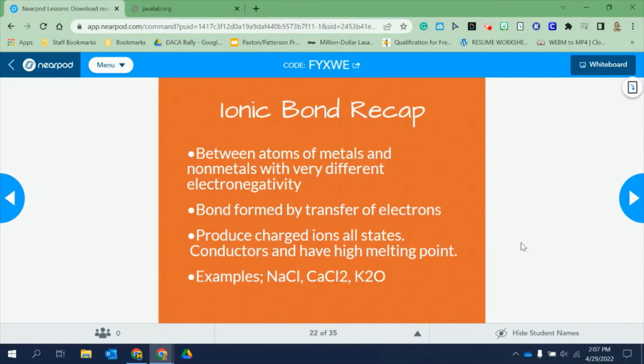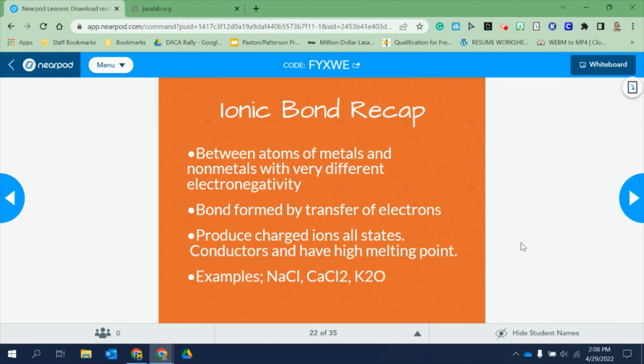Just a quick recap on ionic bonding. Remember, this is what happens between atoms of metals and nonmetals. Because metals give away an electron, which ends up making them overall positive. The nonmetals end up accepting an electron, which makes them overall negative. So the positive metals get attracted to a negative nonmetal, and they form because of this transfer. One gives it away, one accepts it. The one that gives away the electron becomes positive. The one that accepts the electron becomes negative.